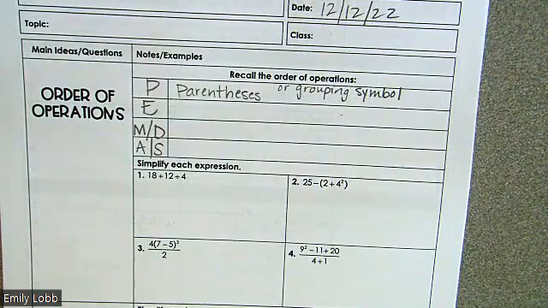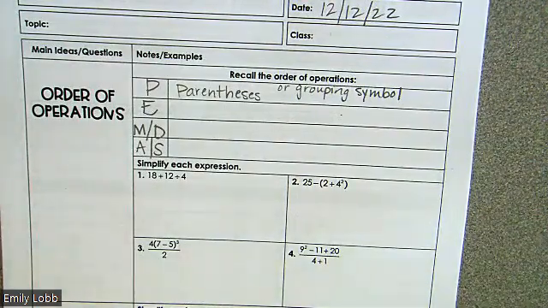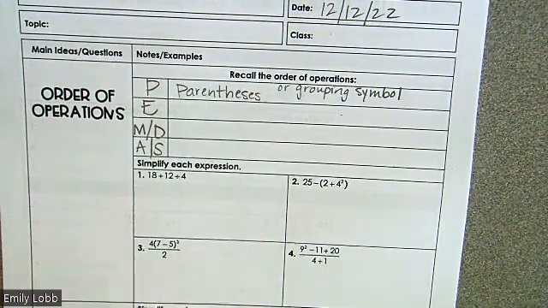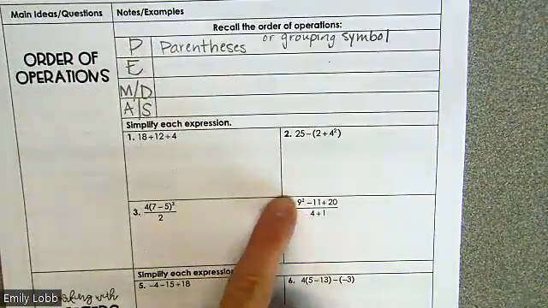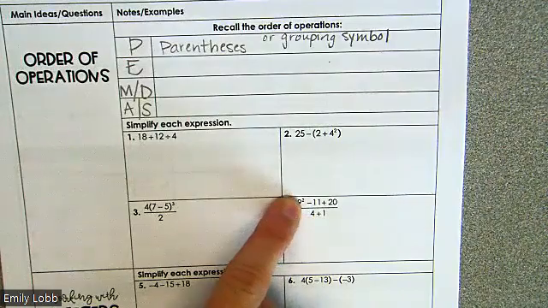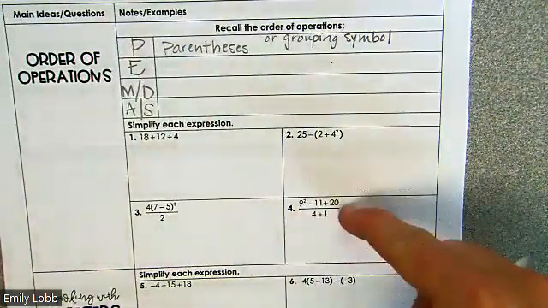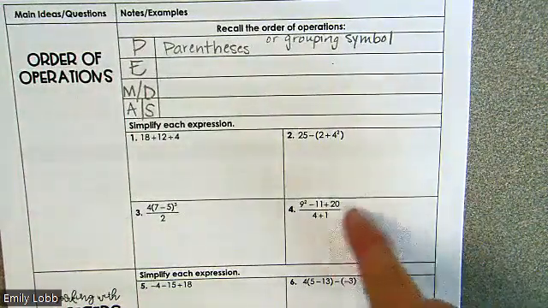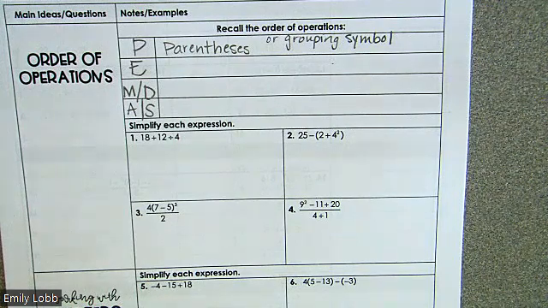Sometimes things are grouped with a parentheses. Sometimes we show multiplication with a parentheses, right? Sometimes things are grouped with a vinculum, like a fraction bar. So you can see the top on number 4 is grouped separately than the bottom. So we would have to do what's on the top, do what's on the bottom, and then what does that fraction bar mean? Divided by. So we would take the top divided by the bottom.